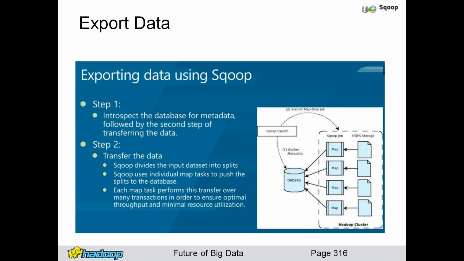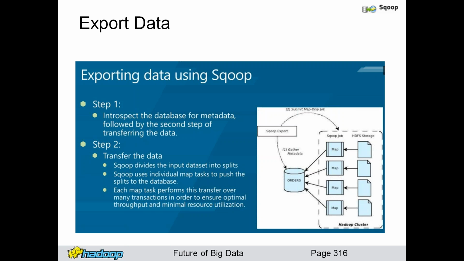Okay, so now we are understanding exporting data using Sqoop. How does the Sqoop export work? Previously it gathered metadata and the map job was submitted, and then it moves toward HDFS storage to multiple mappers. These mappers work on 64 MB block sizes. Each block has multiple mapper jobs, and those mapper jobs will dump into your database by way of the export command.